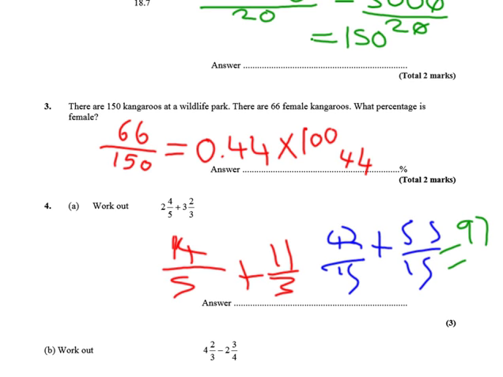97 over 15. What's the answer, sir? 97 over 15. Convert it to a mixed number, can you? 6. I did that wrong. Yeah, I've got it. 6.